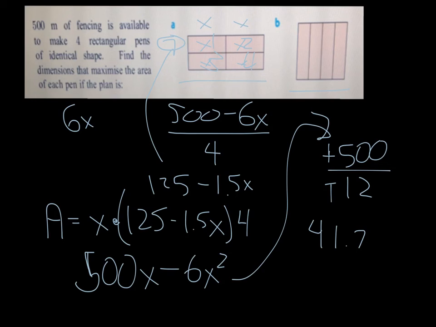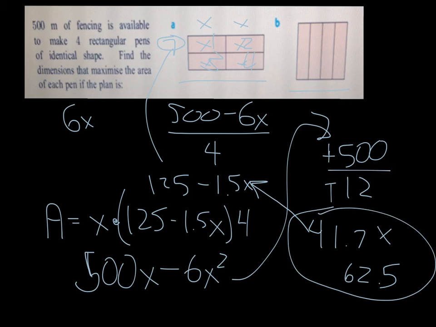What is it asking? Find the dimensions that maximize area. So 41.7 by, and then we plug in that 41.7 to here to get our other dimension. And I definitely don't know that without a calculator either. And when we plug that in, we get 62.5, and then 125 minus 62.5 is also 62.5. So 41.7 by 62.5 is the maximum area for that one.